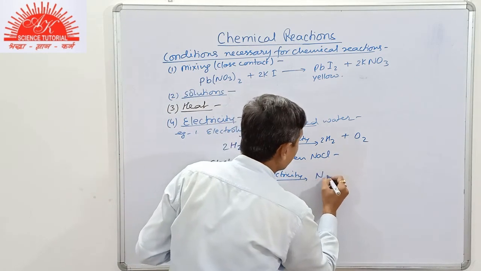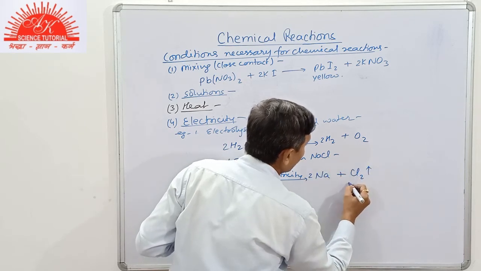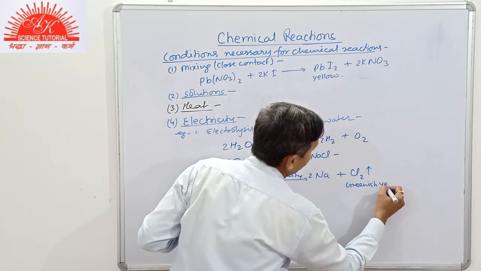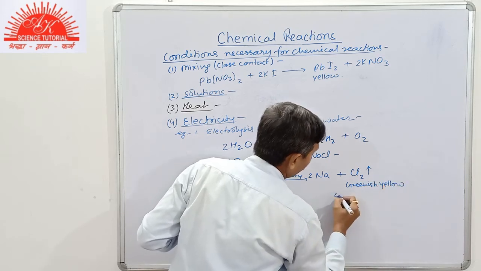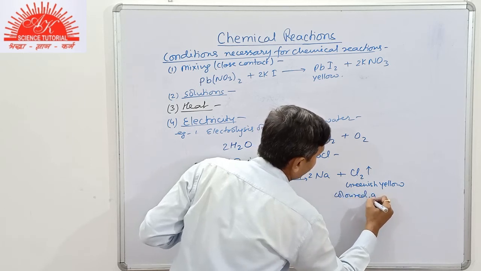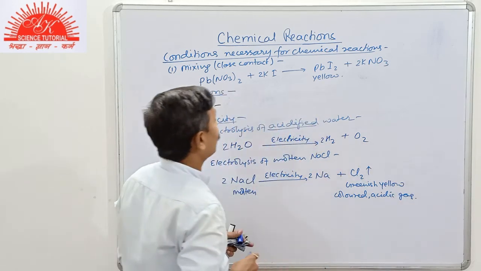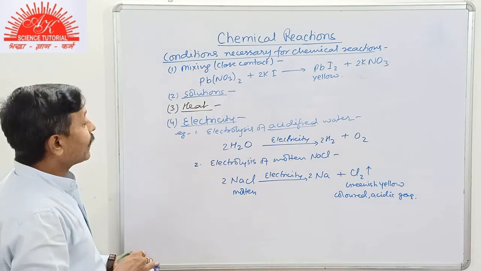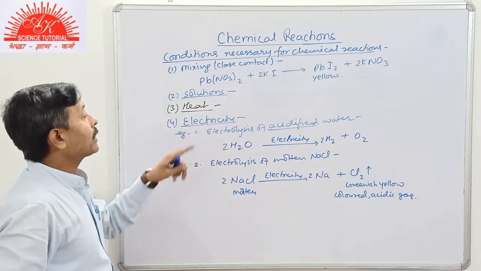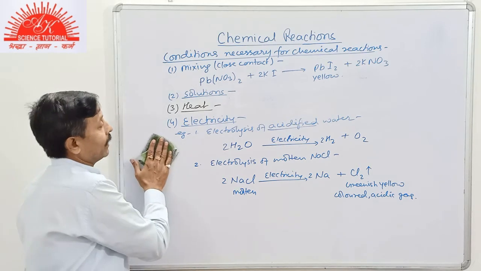Electricity gives us sodium and chlorine, which is a greenish yellow colored acidic gas. Acidic gas is evolved. So in this case we have seen that the reaction is taking place due to the use of electrical energy or electricity.